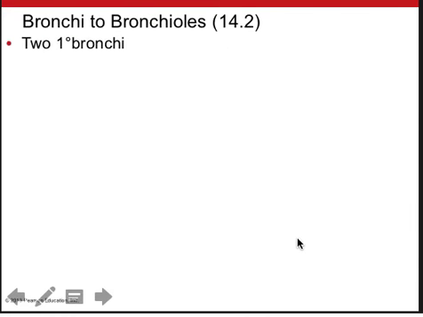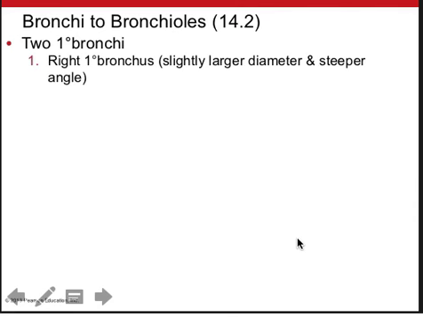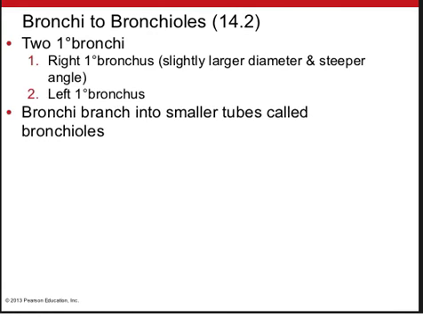From the bronchi to the bronchioles, the two primary bronchi branch into each lung. The right primary bronchus is slightly larger in diameter and has a steeper angle, while the left primary bronchus is more horizontal as it breaks off of the trachea.